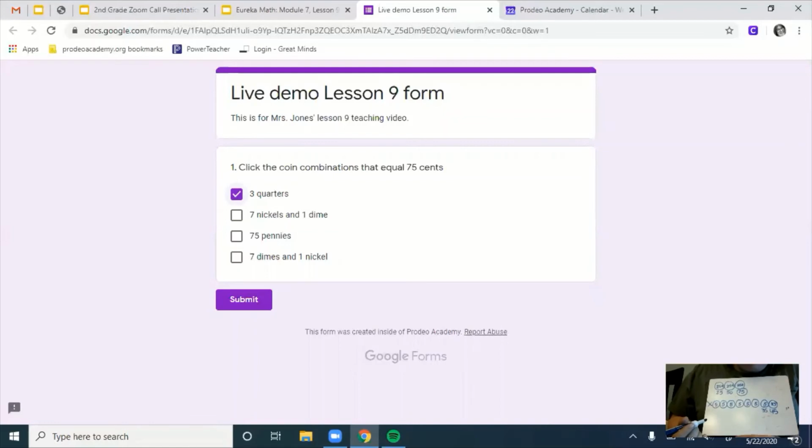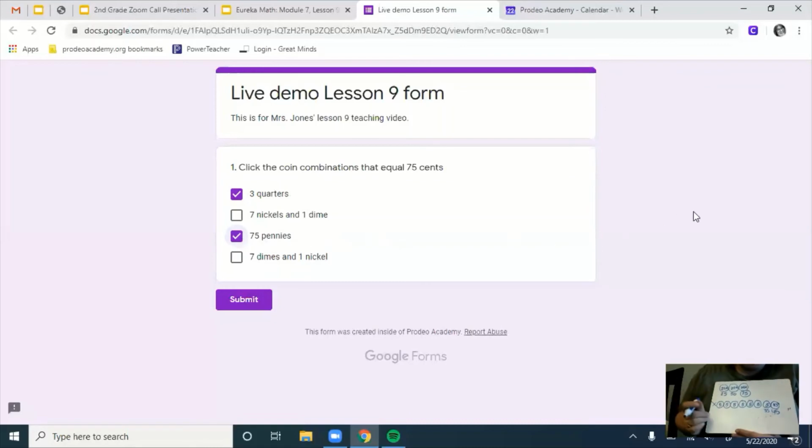Next one is 75 pennies. So when I first read that, I'm thinking, ooh, I know a penny is worth how much money? Right, 1 cent. So if I have 75 ones, does that equal 75 cents? Yep, I don't have to draw 75 ones because I know I can skip count by ones and get to 75.